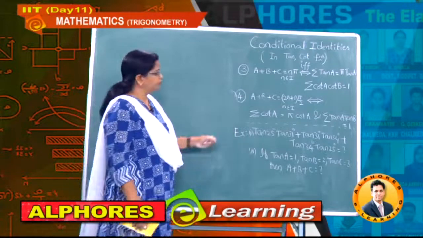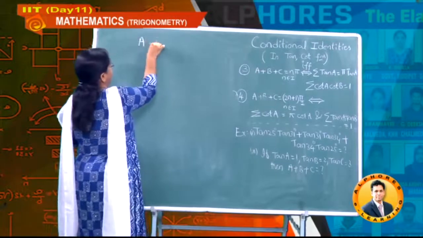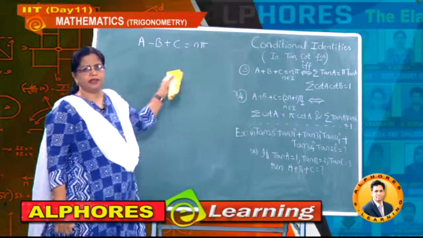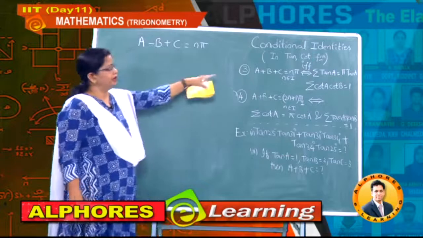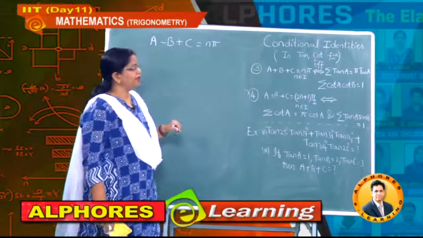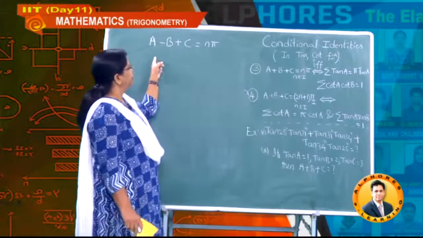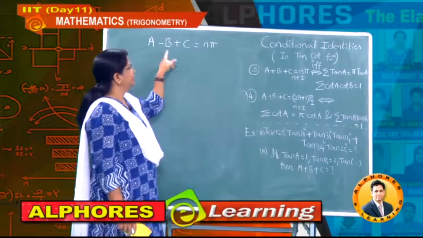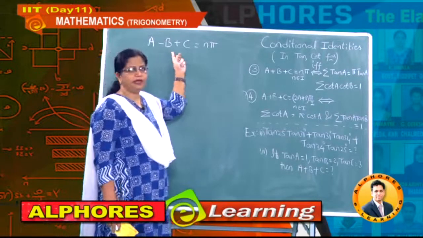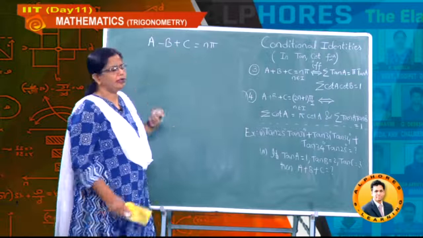Now sometimes in these problems they give A minus B plus C equal to n pi, understand. Then what about the result? Here you have observed A plus B plus C, but sometimes you may observe A minus B plus C equal to n pi. Then what to do here? Whenever it is given in this way, the only thing you have to do is replace B by minus B in this result. Wherever B is there, just replace B by minus B.